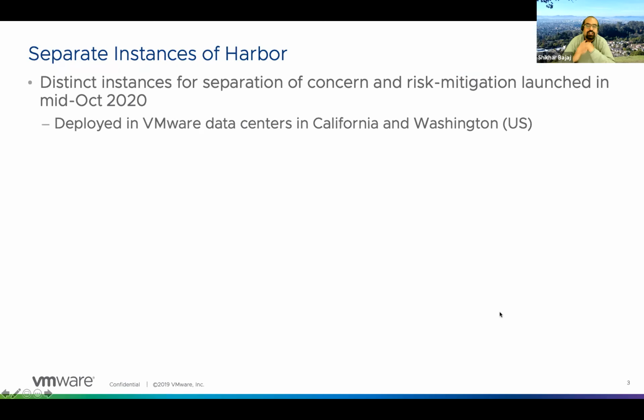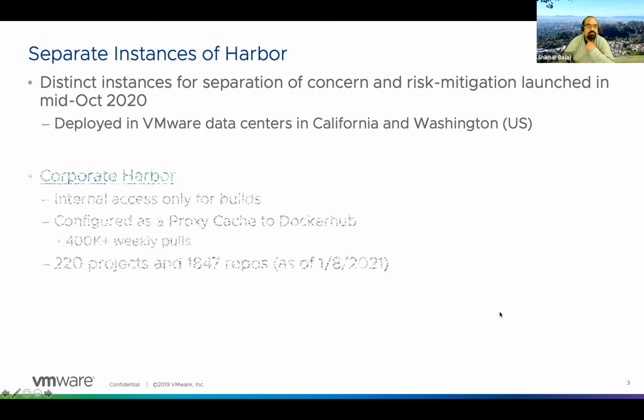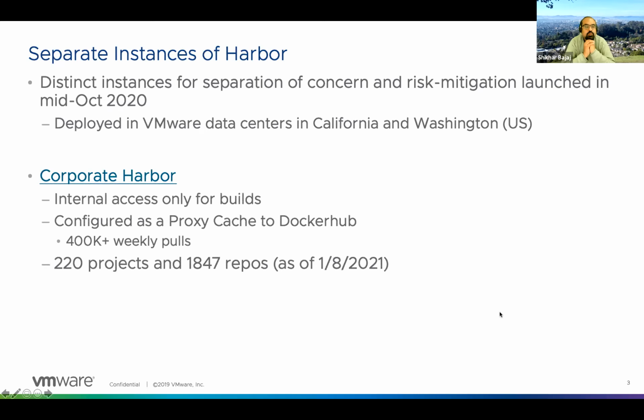So we have active failover if one data center or anything in one instance has an issue. We actually called these instances by different names for ease of differentiation, so that we can understand what people are using them for. One is called Corporate Harbor. This is purely for internal access for builds. It's also configured as a proxy cache to Docker Hub.